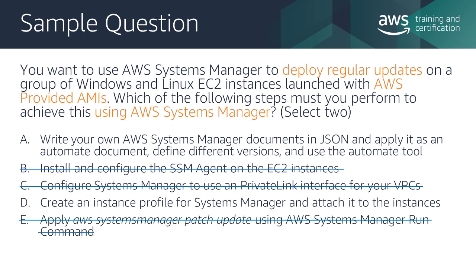Next, get rid of option E, apply the AWS Systems Manager patch update run command. The syntax, the API name, none of this is correct. That's just not a thing. What do you need to do? You need to do option A: write your own Systems Manager documents in JSON, apply it as an Automation document, define the versions, use the Automation tool, and option D, create the instance profile for Systems Manager and attach it to the instances.